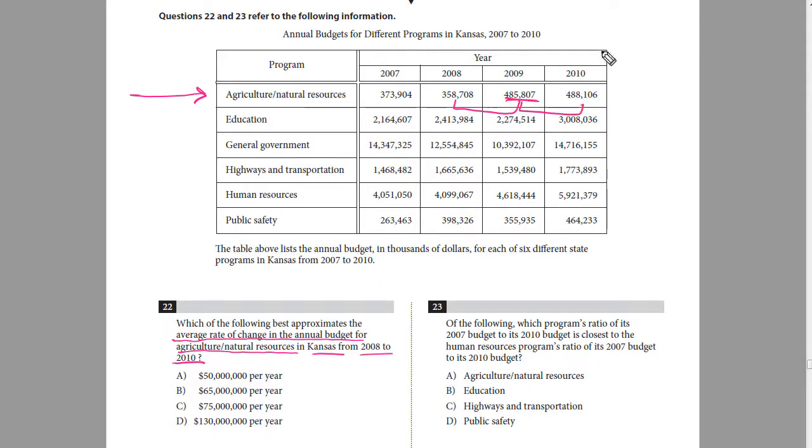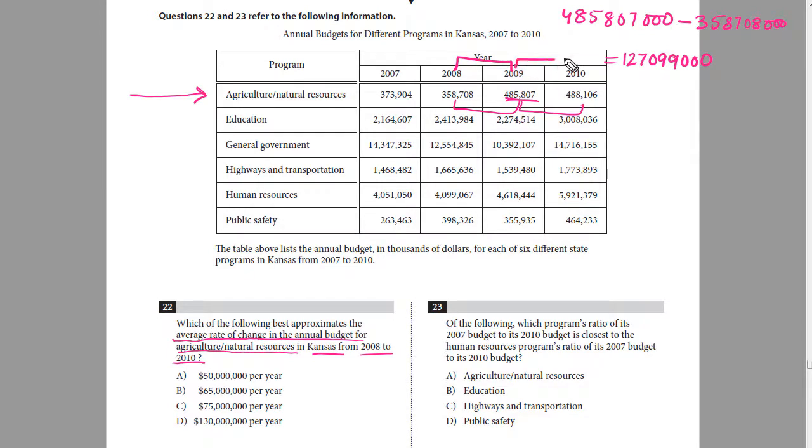So for this one, 485,807 thousands minus this value, 358,708 thousands. Let me use the calculator. So the change that we get is 127,099 thousands. So this is the change from year 2008 to 2009.